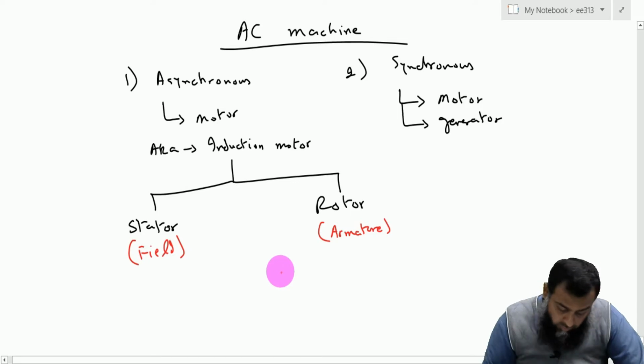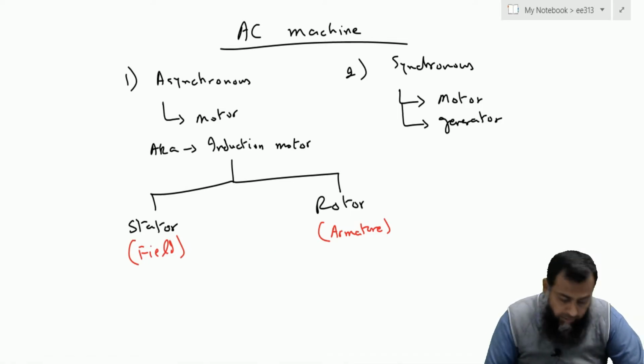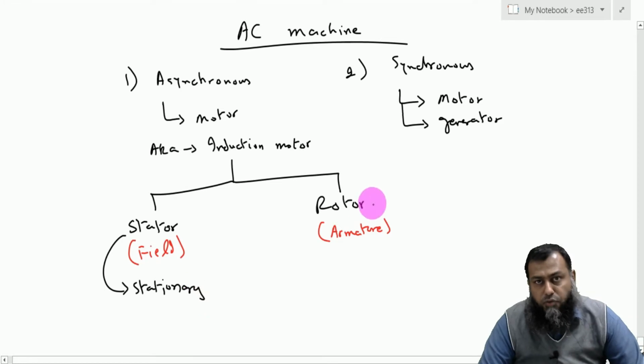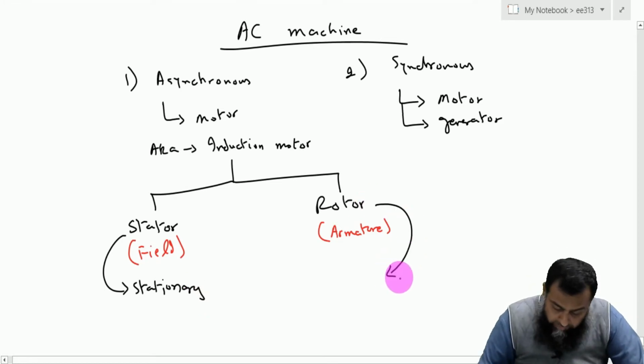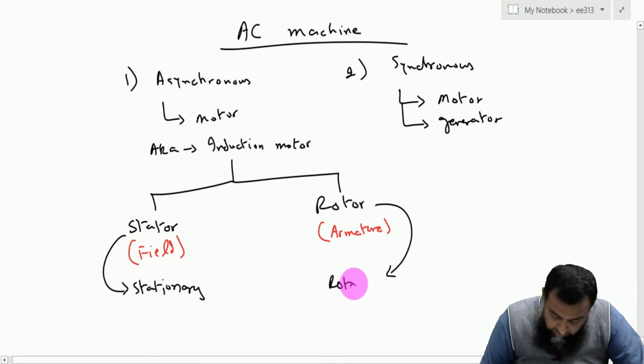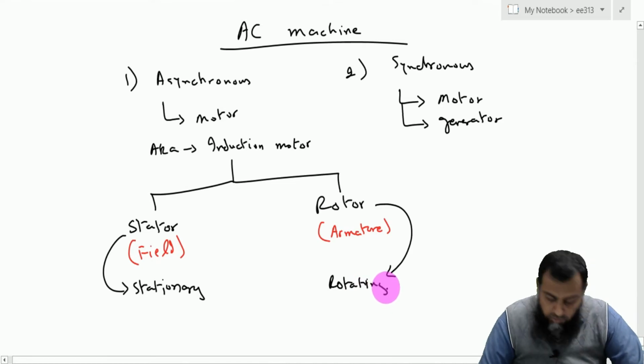Now, among these two parts, the stator is actually a stationary part. That is, it is a part which is fixed and does not move, while the rotor is a mechanical part which rotates at some fixed mechanical speed. So this is a rotating part, and hence it is known as the rotor.